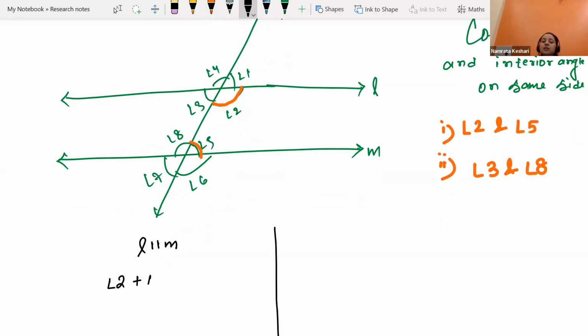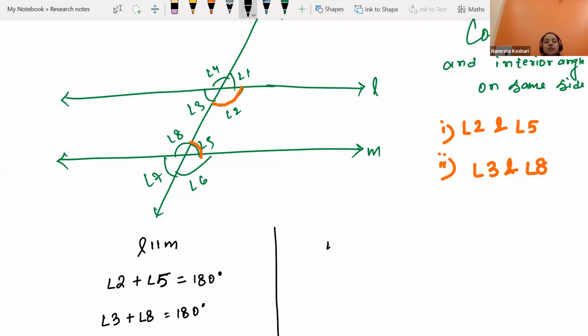If L is parallel to M, then angle 2 plus angle 5, the sum of interior angles on the same side, will be 180 degrees. And angle 3 plus angle 8 will be 180 degrees. So whenever the sum of interior angles on the same side is 180 degrees, you can conclude that both the lines must be parallel with each other.